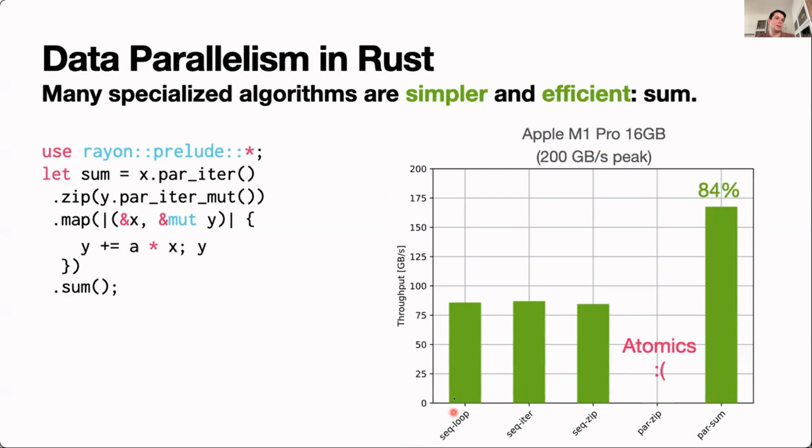Here on the right, I have the different versions that we have shown: the sequential loop with iterators, the sequential loop with zip, the parallel version with zip and atomics is here. I didn't forget about it, it just performs terribly. And finally, the one using the sum algorithm here. This was measured on my laptop, an Apple M1, which has about 200 gigabytes per second of peak memory bandwidth. You cannot really do better than that, just laws of physics. And the parallel sum version with Rust achieves about 84% of the theoretical peak, which is really, really good.